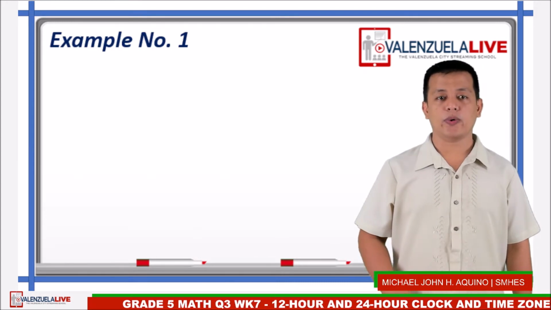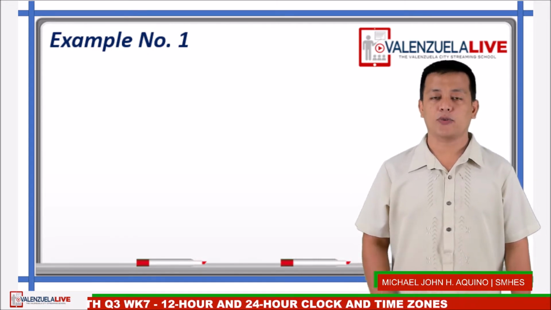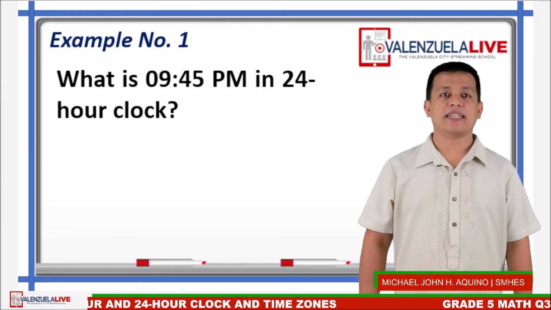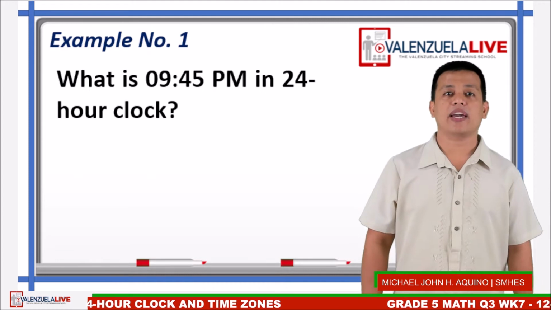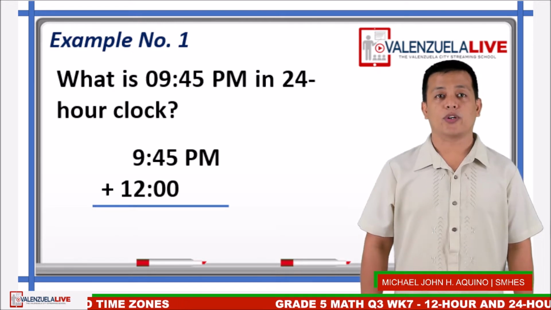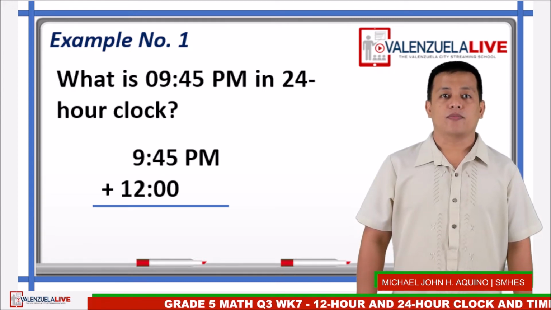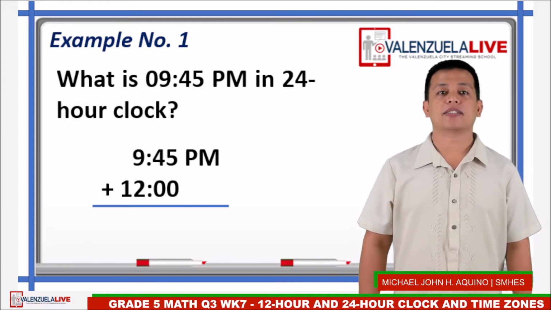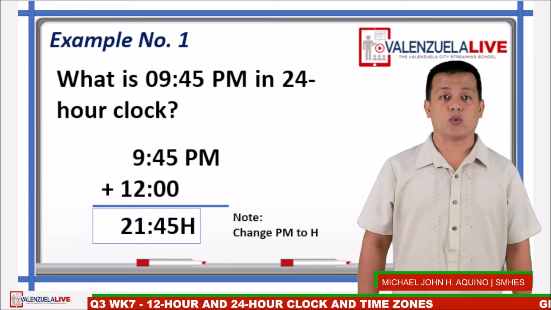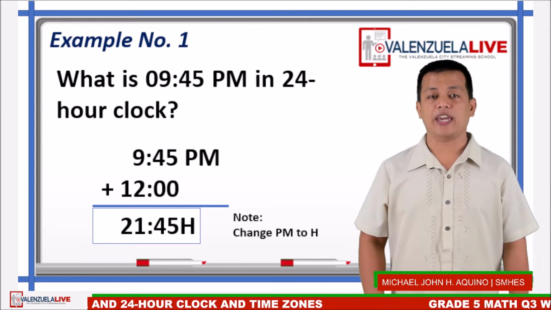Okay, so I'm going to show you an example on how to calculate 12-hour and 24-hour clock. In example number 1, what is 9:45 p.m. in 24-hour clock? We are going to add 12 to 9:45 p.m. Bring down 45 minutes and add 12 to 9, it will become 21. Take note, we need to change PM to H.